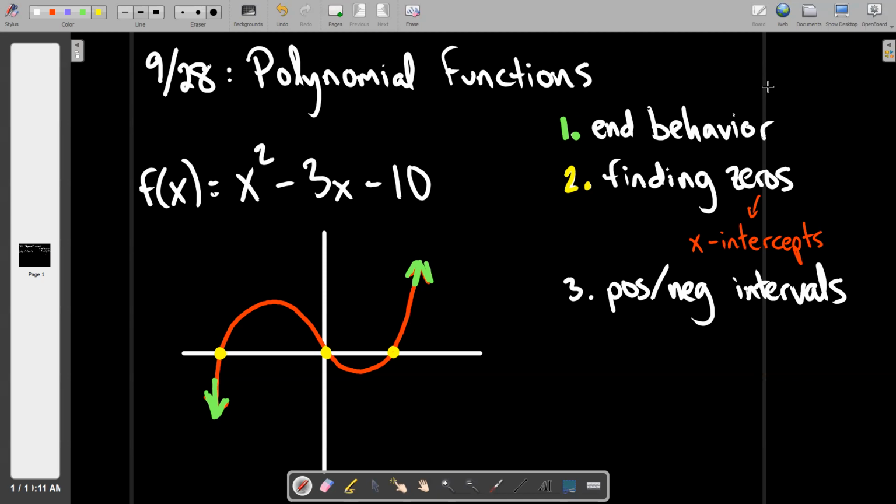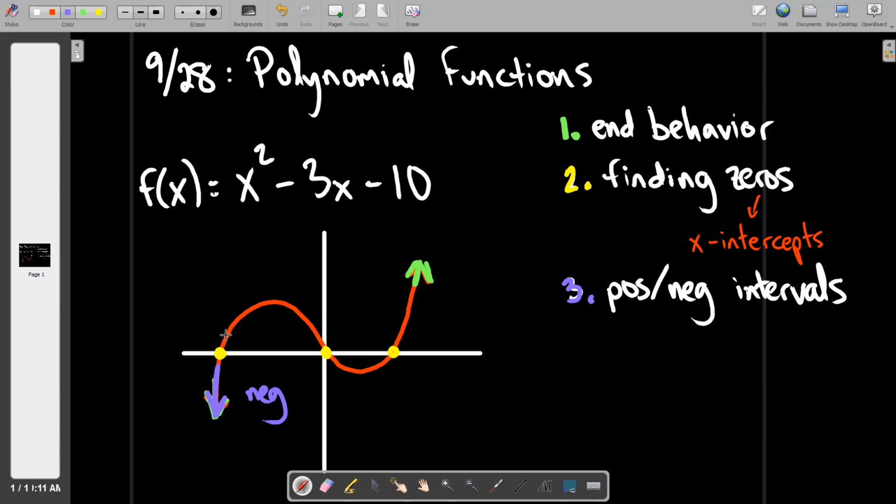And objective number 3 is to study positive and negative intervals, and I'm going to color code that one purple. An interval is defined to be a section between two things, like between 2 points. You'll notice that this purple interval over here is negative. What I mean by that is all of the y values of the graph are negative. They exist below the x-axis, right? So any y's on that little purple stretch that I just arrowed are all negative.